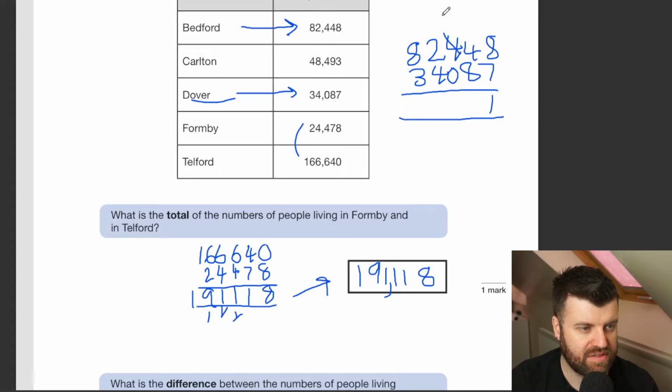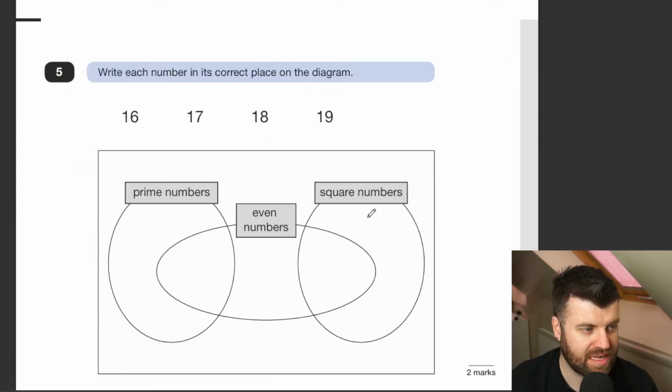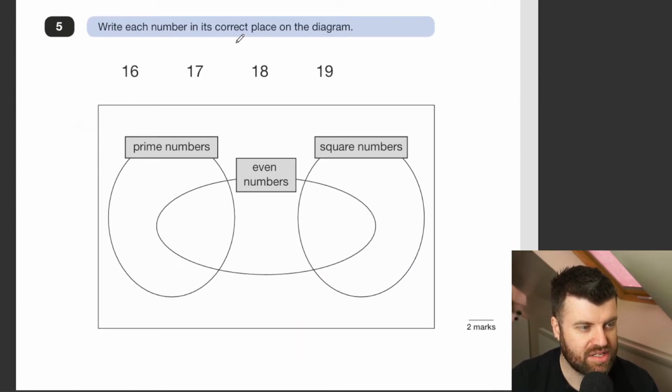4 take away 8, we're going to have to do some exchanging here. 14 take away 8 is 6. 3 take away nothing is 3. 2 take 4, again, one more bit of exchanging. 12 take away 4 is 8. 7 take away 3 is 4. 48,361 is the answer. Basic arithmetic embedded in a word problem. Classic.